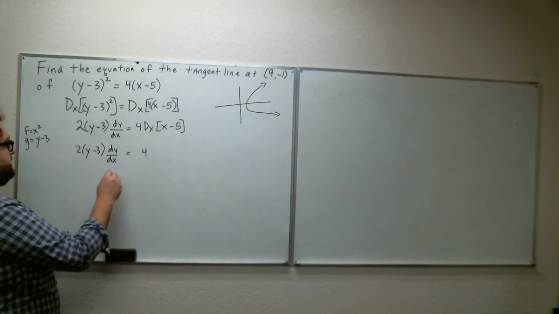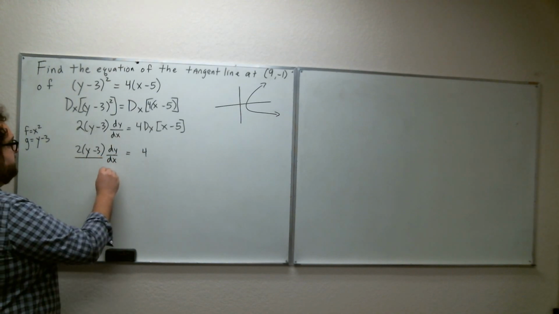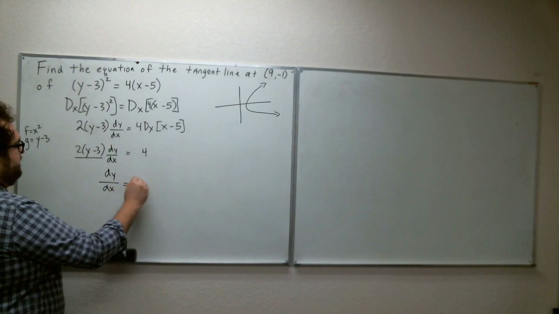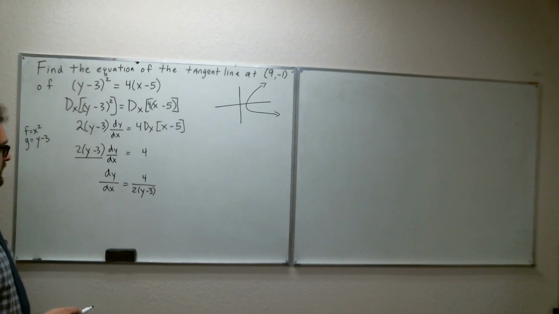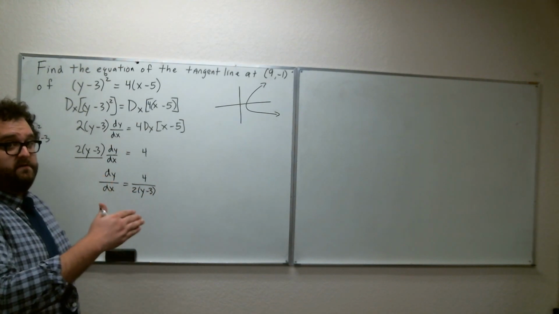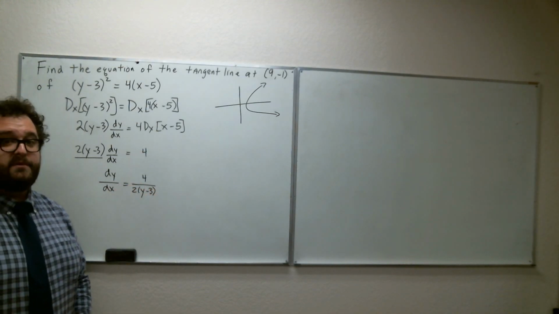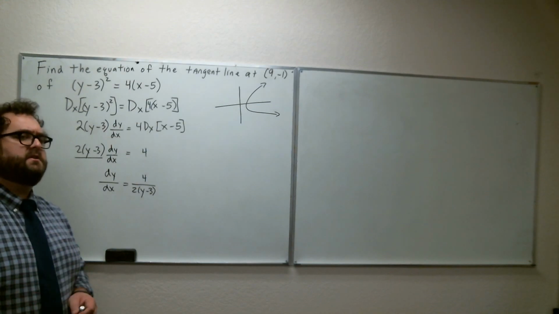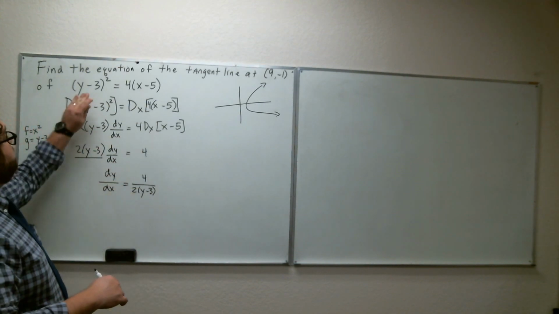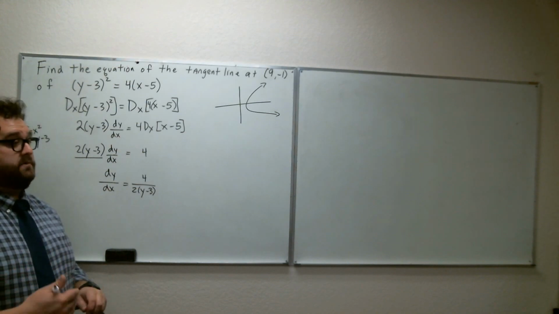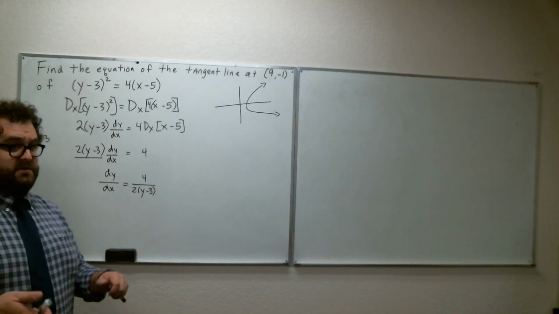So to solve for dy dx, we simply divide both sides by this factor there. So dy dx equals 4 over 2y minus 3. Okay? Now that is our derivative, our implicit derivative. Notice it only has y's in it, which happens sometimes. Recall that explicit derivatives are always going to be in terms of x only. But implicit derivatives can be in terms of x, y, or a combination of x's and y's. So this one is just in terms of y, which is kind of nice.